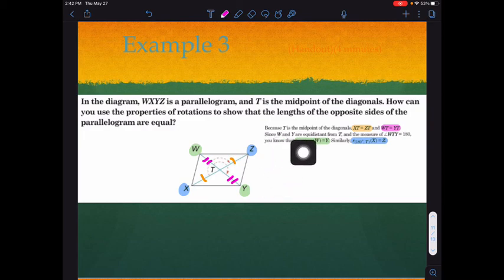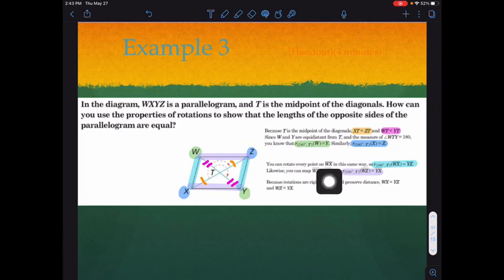Since W and Y are equidistant from T, because these lengths right here are equal, and the measure of angle WTY is 180 because we have a straight line, you know that the rotation of 180 degrees about point T of W is Y. Similarly, the rotation of 180 degrees about the point T of X gives us Z.